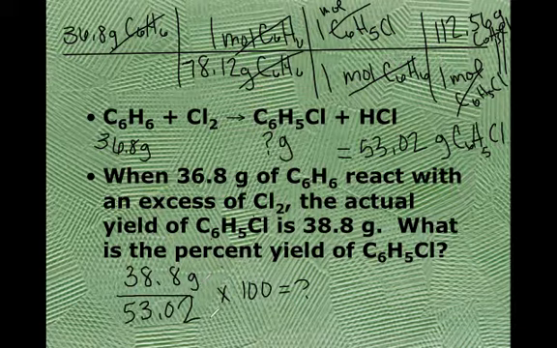Okay. So what'd you get? 73%? Point what? 18%. Right. That sounds right. So our percent yield, so it's 73.18% efficient. That's our percent yield.